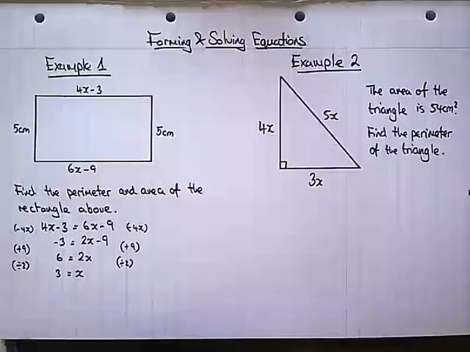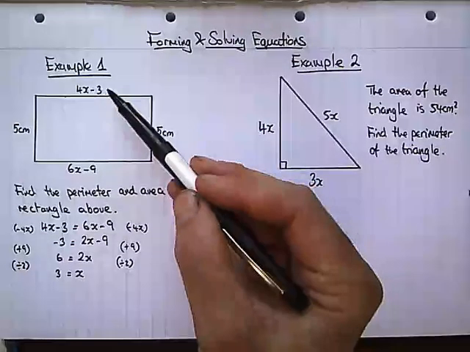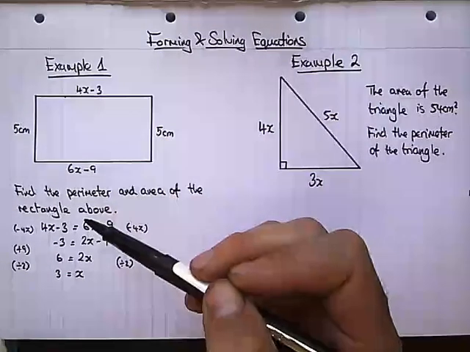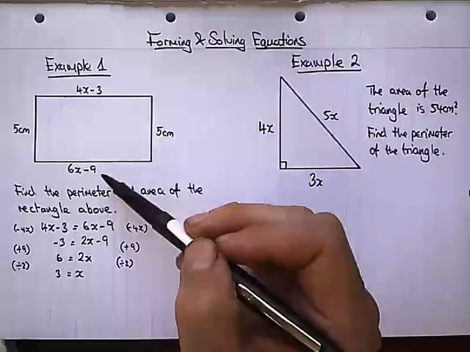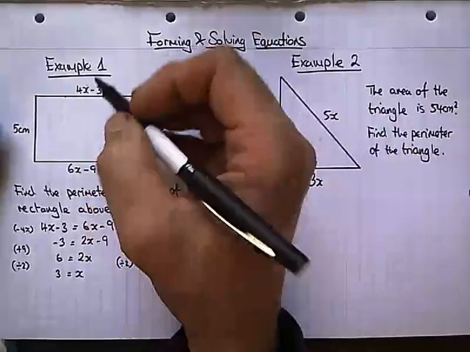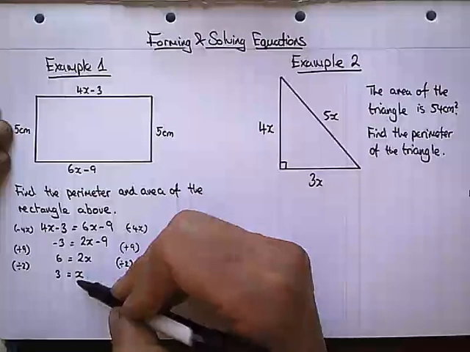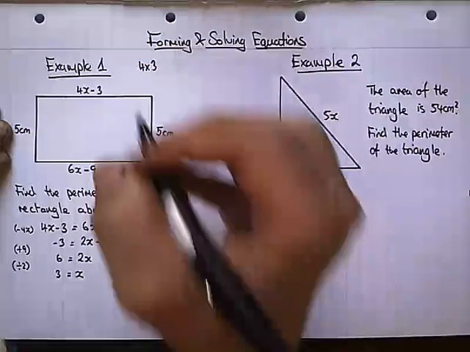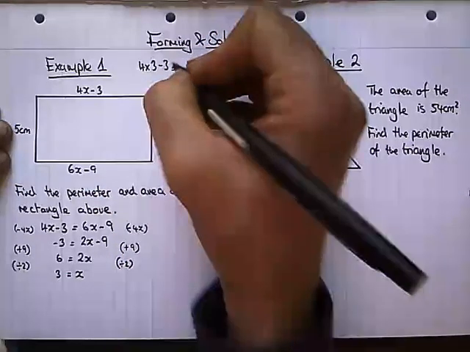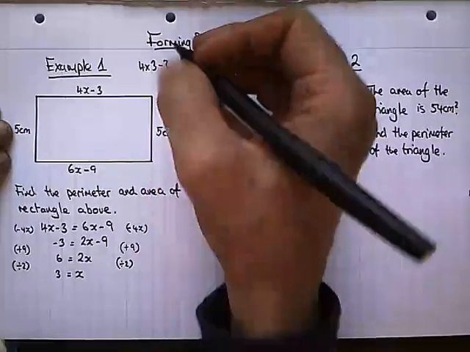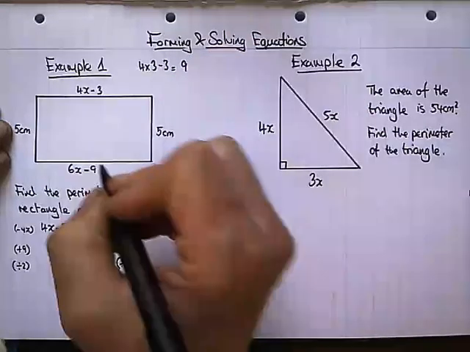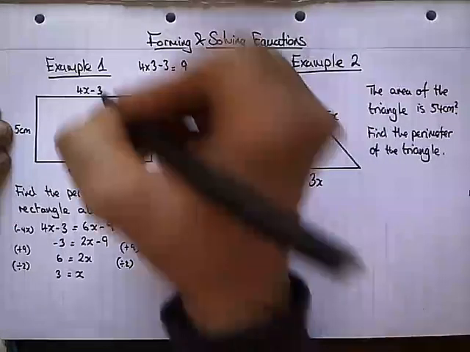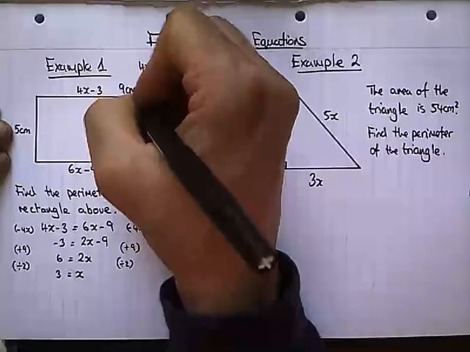Now that I know that x equals 3, I can substitute that into these expressions to find the opposite length. It doesn't matter which one because I know they're the same length anyway. So what have we got? We got 4 lots of x. Well, x is equal to 3. So 4 times 3, take away 3. 4 times 3 is 12. 12 take away 3 is 9. So we know these side lengths are 9 centimeters. Okay, and this one because opposite side lengths are the same length.